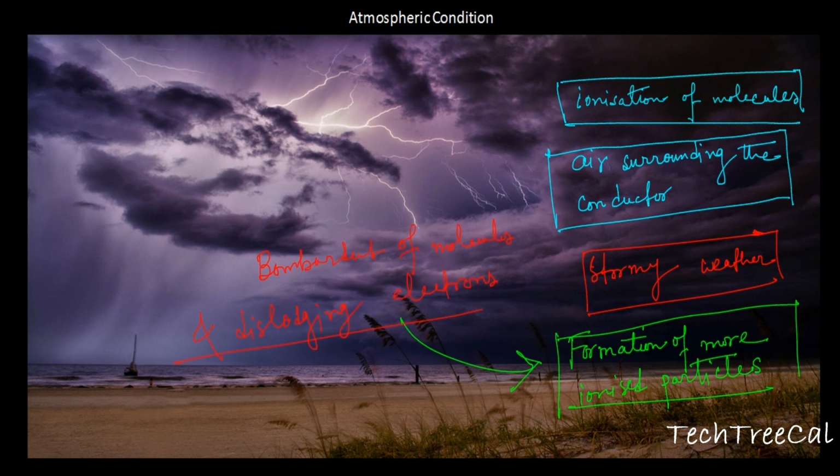dislodging electrons. If we consider a conductor and its surrounding air, the voltage of this conductor is creating pressure on the surrounding air for the formation of corona, or creating ionized particles, ionized molecules. So if we get stormy weather like this, then the formation of these ionized particles would be easier, and so is the formation of corona, compared to clean and normal weather.